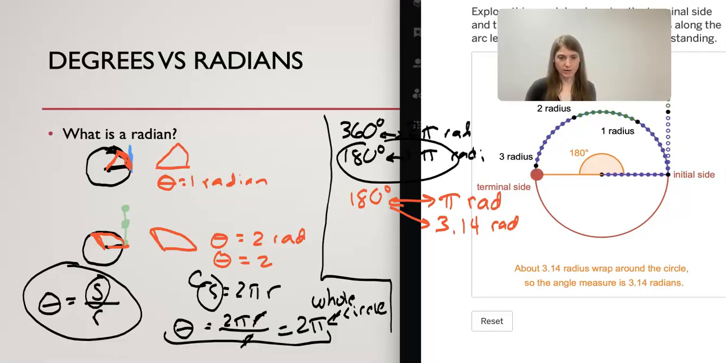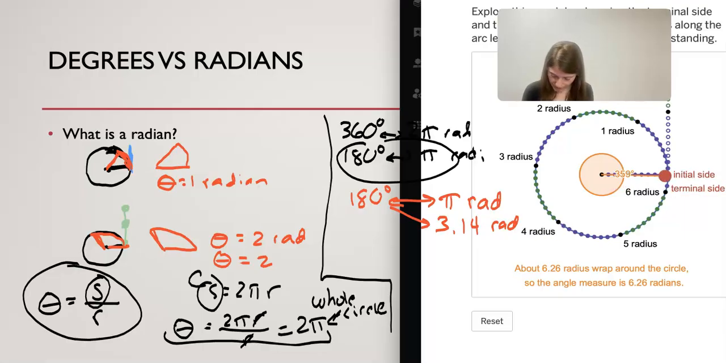So what we want to think about is going around the circle. It's 2 pi, but 2 pi is about 6.28. So it takes close to 6.3 radius wraps to make it around the circle. So we want to think about that 360. Sorry guys. The 360 is also 2 pi, or about 6.28. So what we want to do coming up is get fluent in converting. So we want to be able to take a measurement in terms of degrees and convert to radians, and then radians back to degrees.